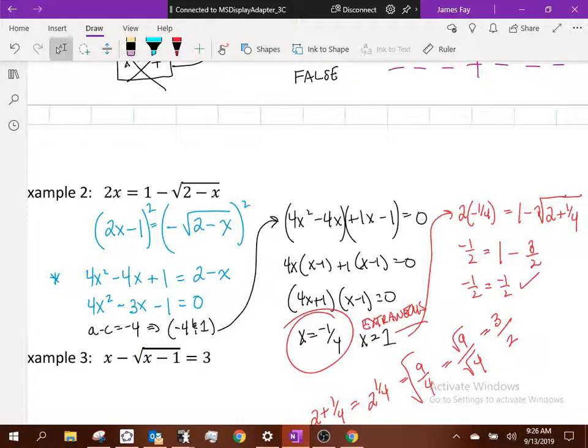So what I want you to know is that all of the intersection points that exist over here will indeed be intersection points over here. But all of these intersection points will not be over here. Does that make sense? You develop extraneous solutions, so you need to check them.